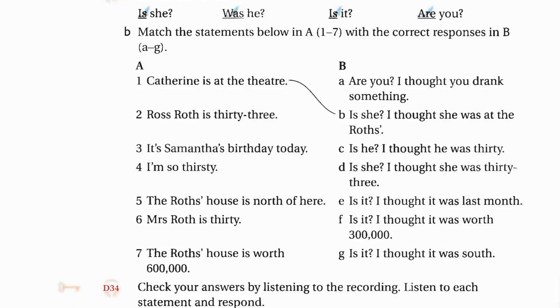The Roths' house is north of here. Is it? I thought it was south. Mrs. Roth is 30. Is she? I thought she was 33. The Roths' house is worth 600,000. Is it? I thought it was worth 300,000.